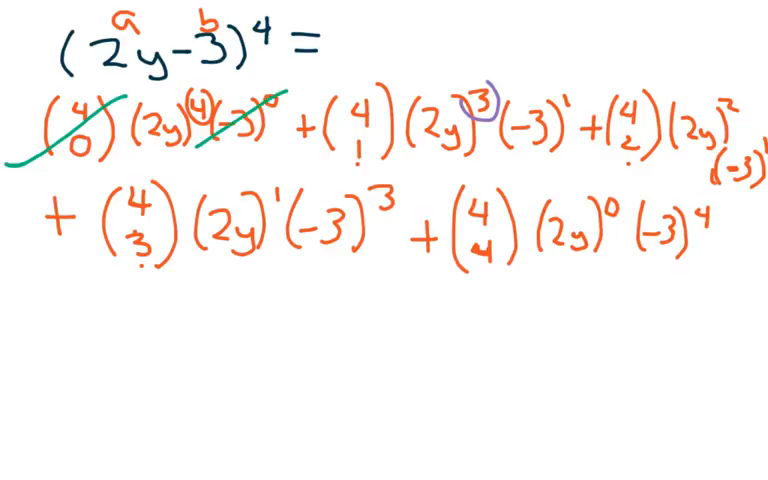Negative 3 to the 0 is 1. In fact, you don't even have to write that. I just do it to show the pattern. So 2 to the fourth is 16.